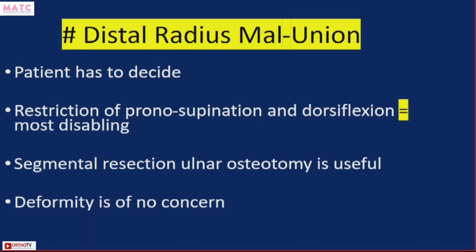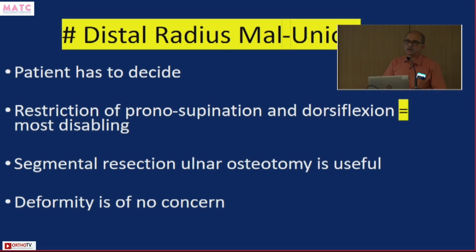So in conclusion, the decision to get operated for a distal radius fracture malunion has to be with the patient. Remember that restriction of pronation supination and dorsiflexion is quite disabling. Segmental resection of the ulna by doing an ulnar osteotomy is quite useful, and deformity of the radius is the least concerning thing.